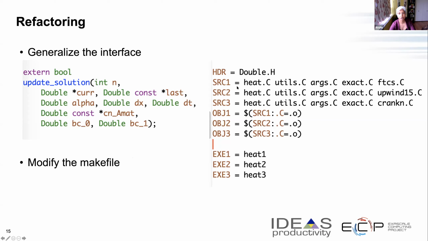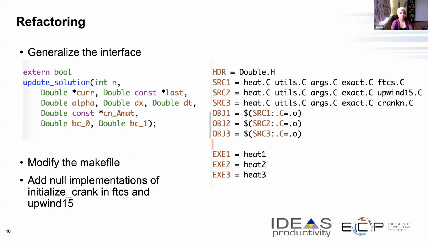We modify the makefile so that for different versions we can have a separate collection of sources, and that produces different executables. We then add a null implementation for initialize crank because we don't want it to be used in FTCS and Upwind 15.